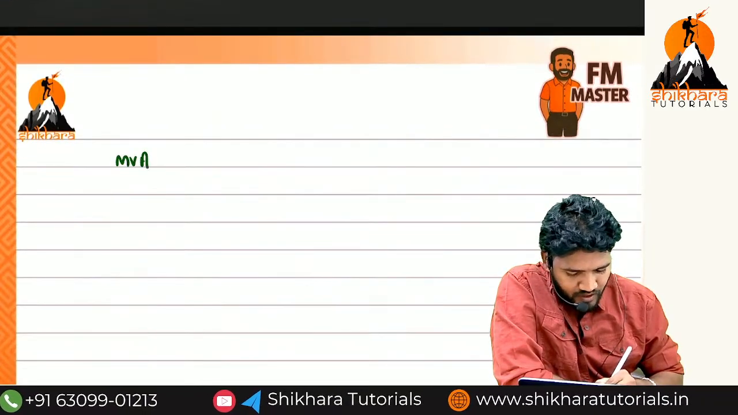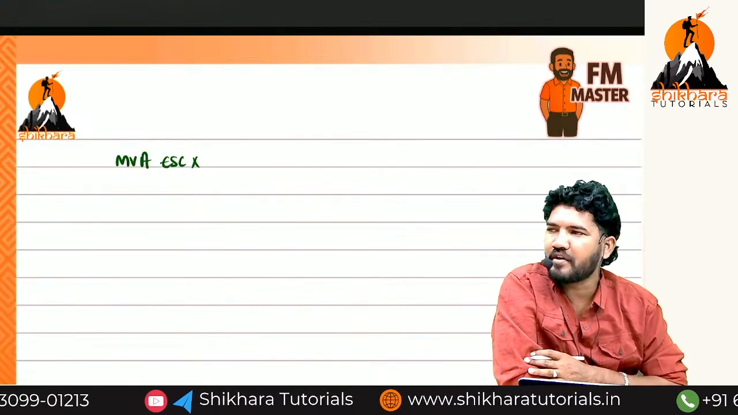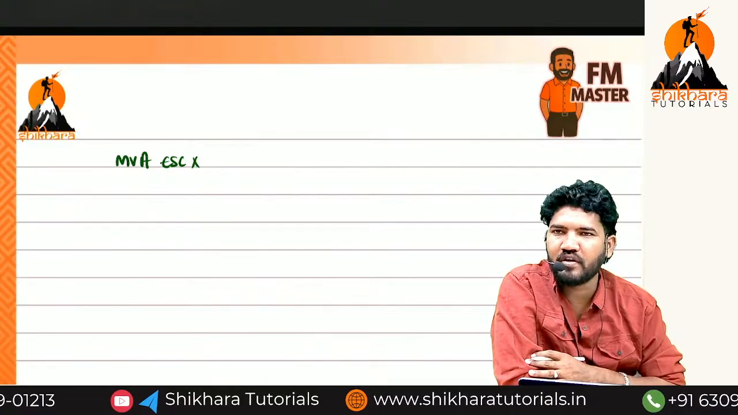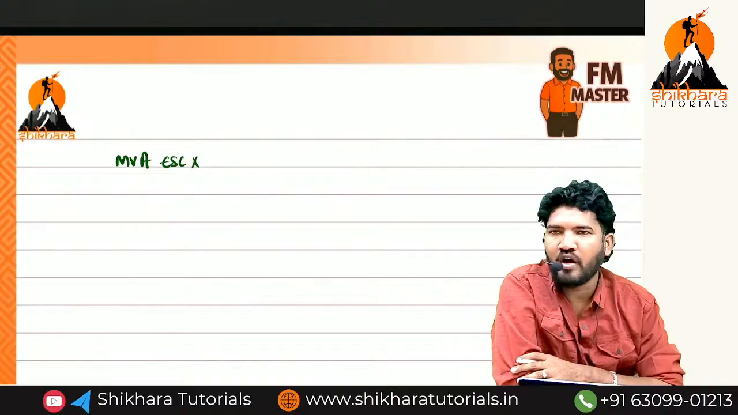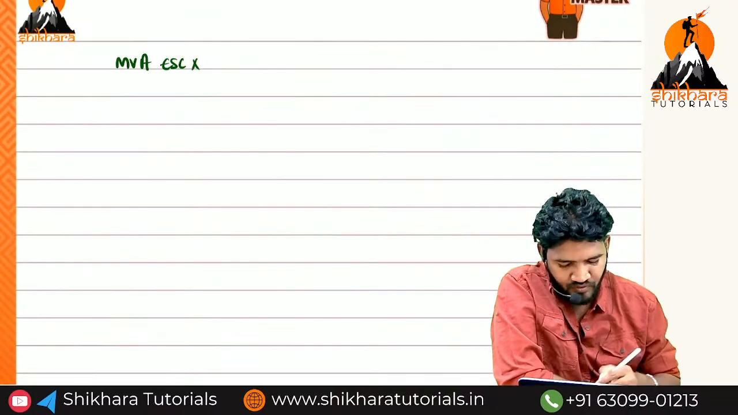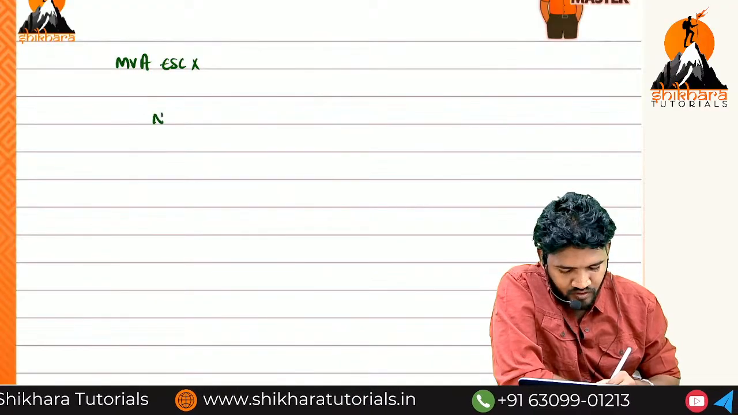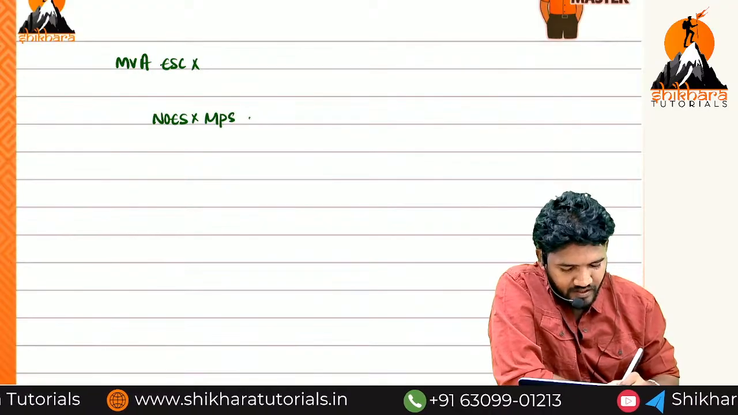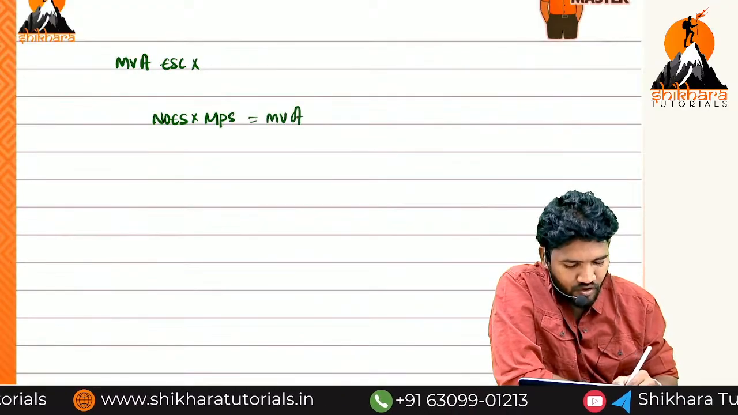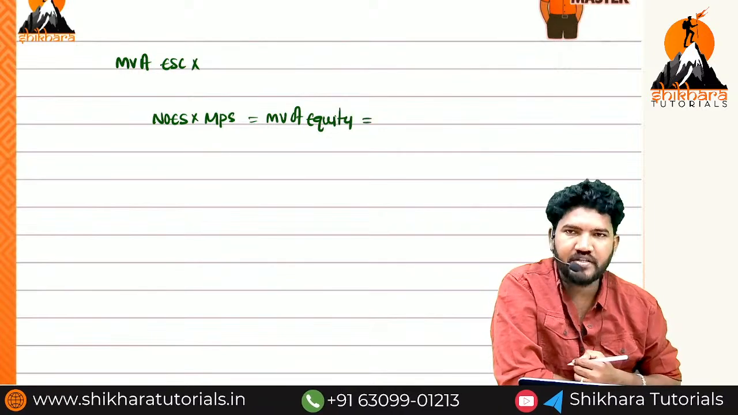So market value of equity share capital will not be obtained directly. Why? Because number of shares into market price is known as market value of equity. You have to split. Market value of equity equals number of equity shares into market price per share. Now please tell me the number of shares.